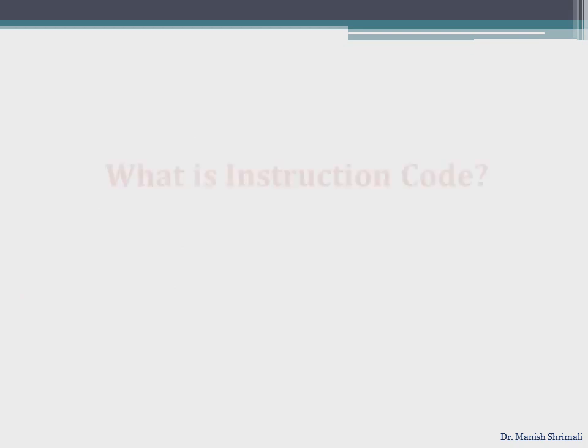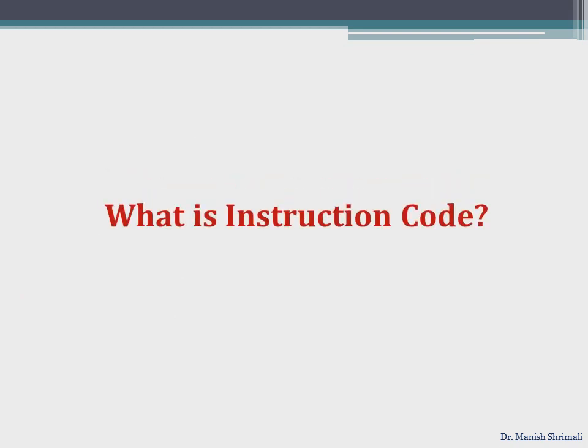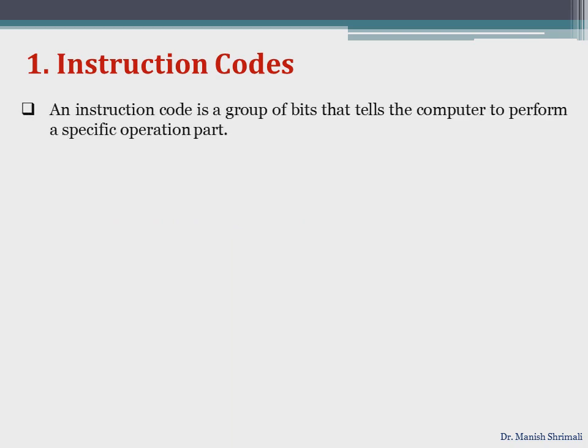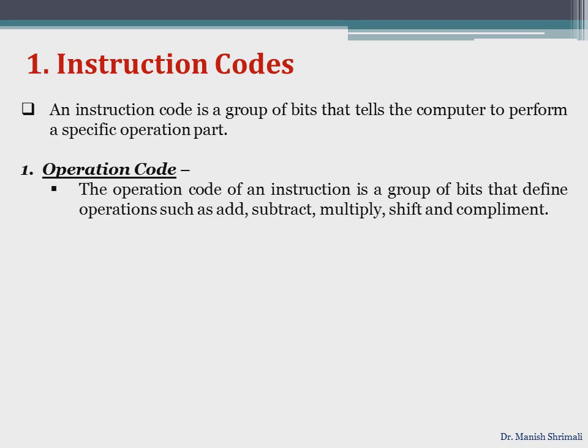So, what is an instruction code? An instruction code is a group of bits that tell the computer to perform a specific operation, and the instruction code comprises two parts mainly, that is, it has an operation code and a register part.